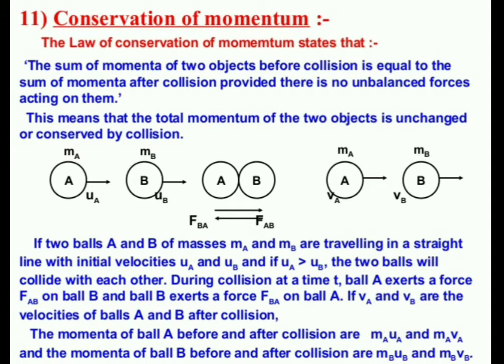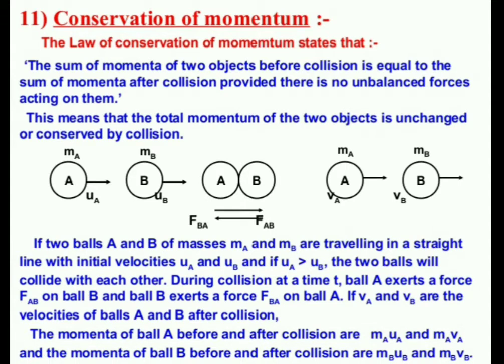You can see here we have taken two balls, named A and B, with masses MA and MB. MA means the mass of ball A, and MB means the mass of ball B. Before collision, we have written UA and UB. These are the initial velocity of ball A and the initial velocity of ball B.